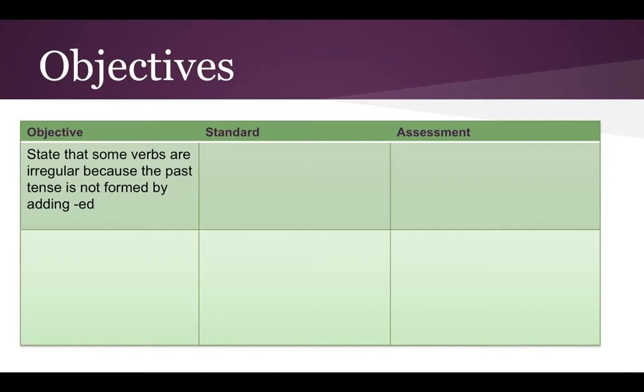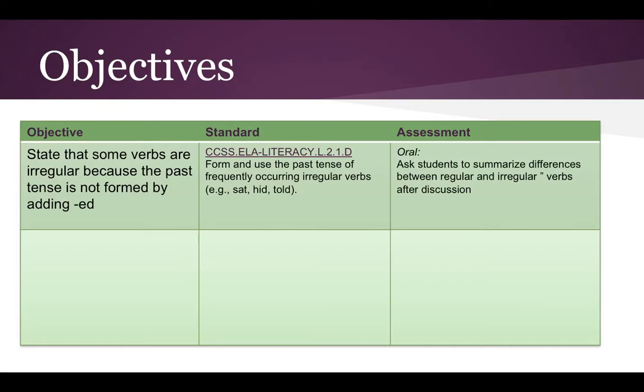The objectives of this lesson were twofold. The first was that students would be able to state that some verbs are irregular because the past tense is not formed by adding -ed. This came from the Common Core standard that students should be able to form and use the past tense of frequently occurring irregular verbs. The assessment was that after we had looked at and noticed some patterns between verbs in a text, I asked the students to summarize the difference between the regular and irregular verbs.